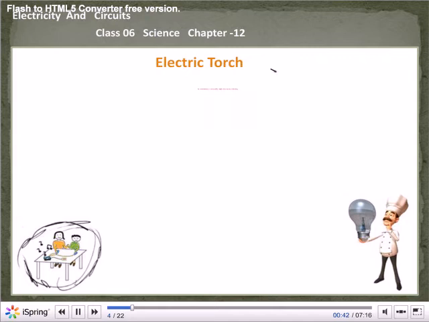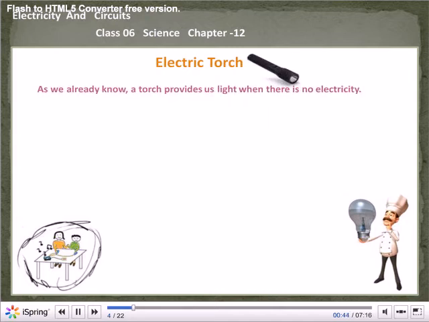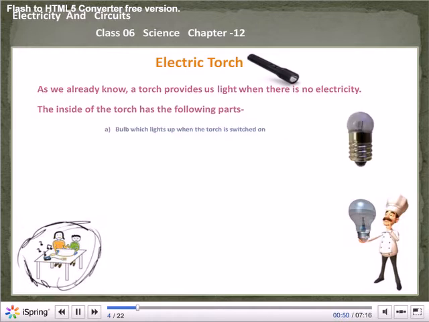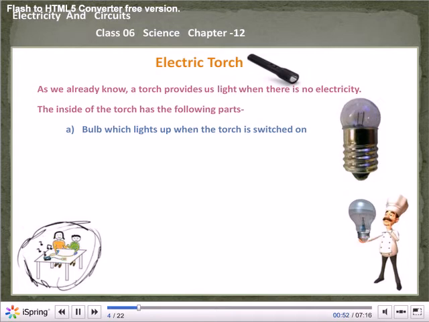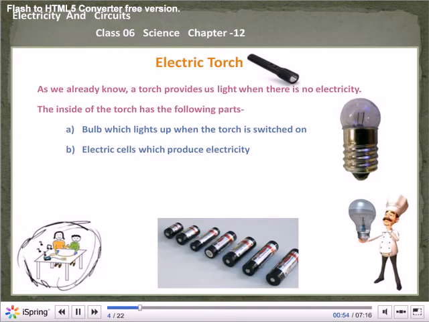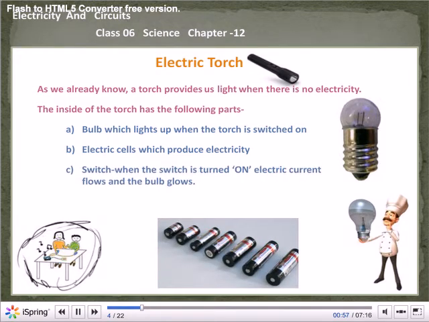Electric torch. As we already know, a torch provides us light when there is no electricity. The inside of the torch has the following parts: bulb, which lights up when the torch is switched on; electric cells, which produce electricity; switch. When the switch is turned on, electric current flows and the bulb glows. A switch breaks or completes the circuit.